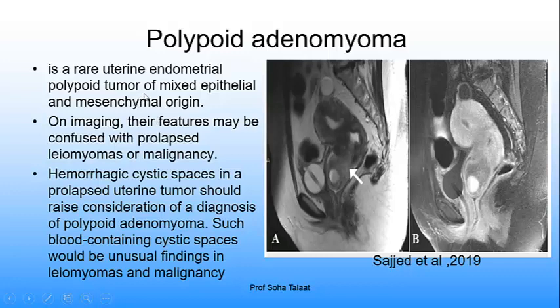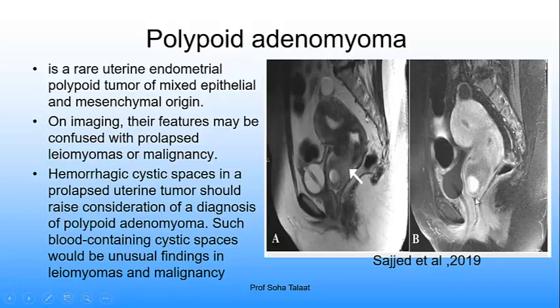It is a rare uterine endometrial polypoid tumor of mixed epithelial and mesenchymal origin. Their features on imaging can be confused with prolapsed leiomyomas or malignancy. Hemorrhagic cystic spaces in a prolapsed uterine tumor. Here is the prolapsed uterine tumor showing cystic spaces.